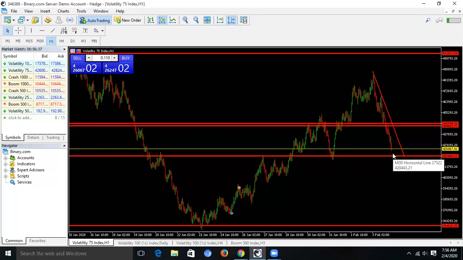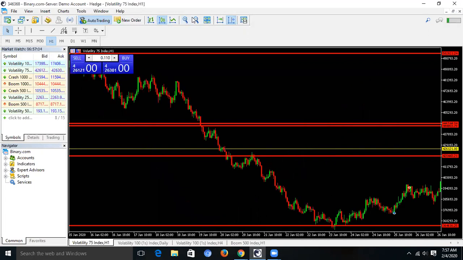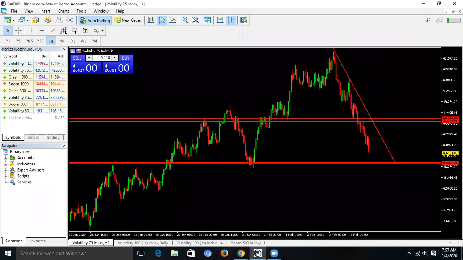So most likely price will touch this zone and bounce back. Most likely price will touch this zone, and even if it breaks through the zone, it may do a small bounce back first. Let's view it and see the way the candlesticks are forming.